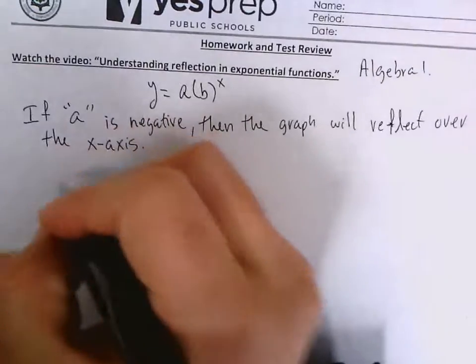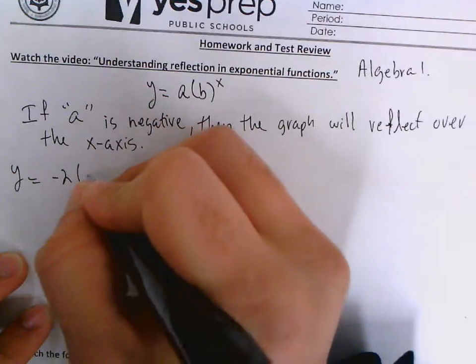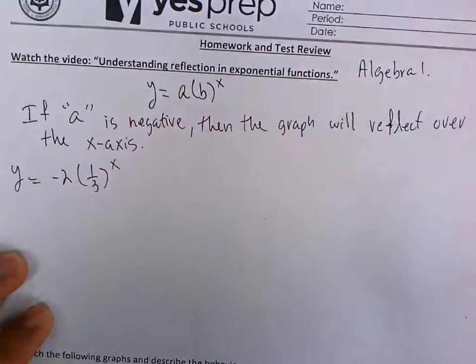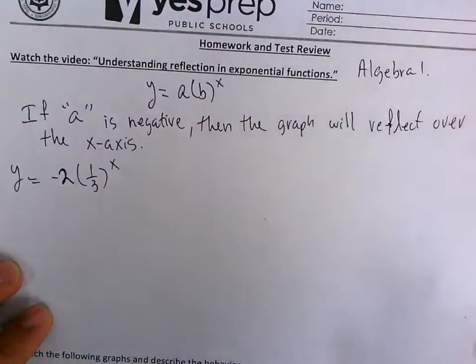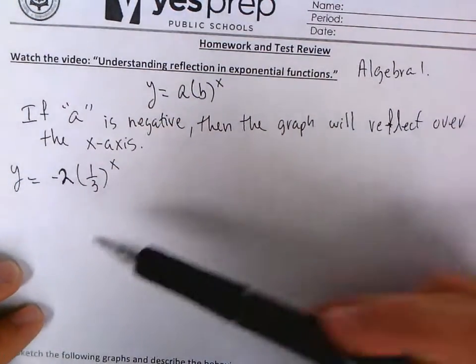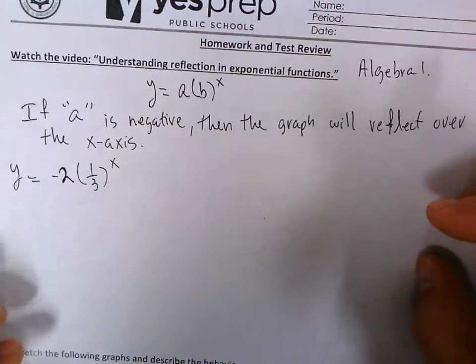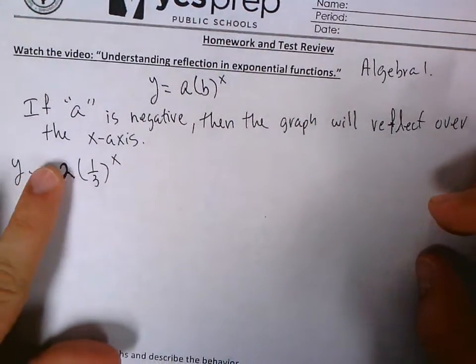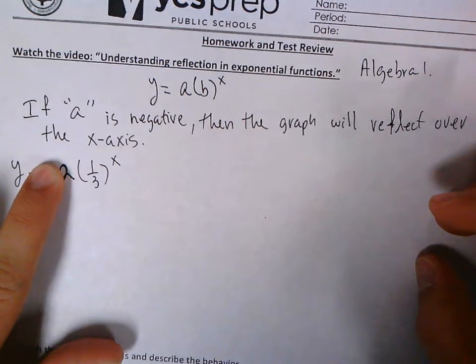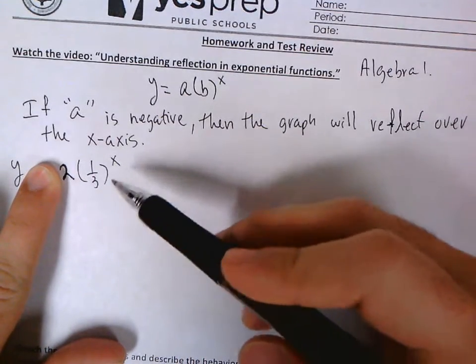Here's the first one. Say that I have the equation y equals negative 2 times 1 over 3 to the power of x, and I need to graph this. This is a very good way to do it. I'm going to forget about that negative for a little bit, and I'm just going to graph y equals 2 times 1 over 3 to the power of x.